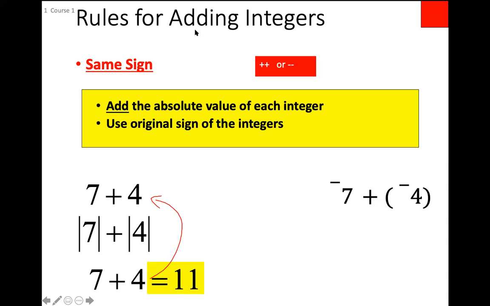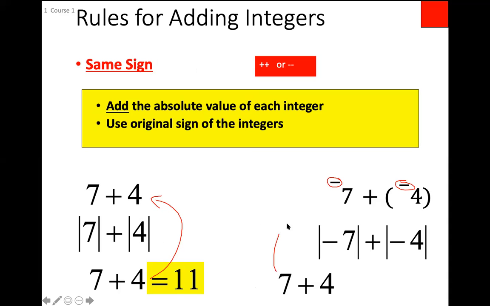On the second one, once you determine that you are adding 2 of the same signs, we have 2 negatives, you take the absolute value of both numbers. Nobody actually writes that down. They simply take the absolute value of both numbers, 7 and 4, and they add. 7 plus 4 is 11. But last step, we go back to the original 2 numbers and ask were the numbers positive or negative. They were negative, so the answer is not 11, but negative 11. There is your rule for adding with the same signs.